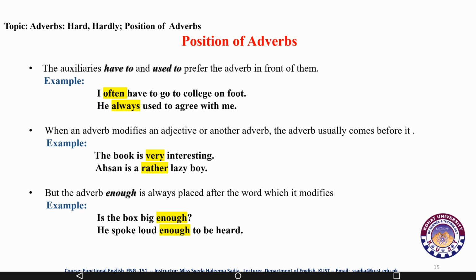And he spoke loud enough. So loud and spoke both are modified and intensified by enough. So enough is used after these words. The box is big enough, like this, so enough is used after it.